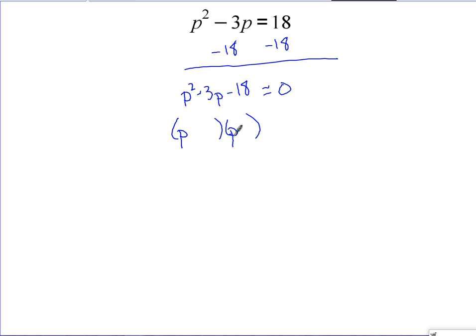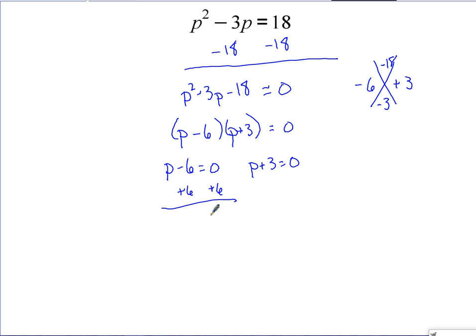So I'm going to have p and p. I need numbers that multiply to negative 18 and add to negative 3. That is going to end up being negative 6 and positive 3. That multiplies to negative 18, adds up to negative 3. So I have p minus 6 and p plus 3 equals 0. Then I set each factor equal to 0, and I solve. So here I would add 6 to both sides and get p equals 6. Over here I'm going to subtract 3 from both sides and get p equals negative 3. Those are both solutions to this equation.